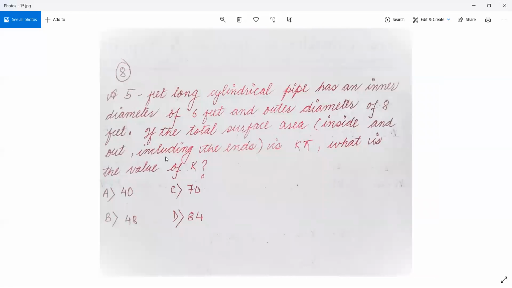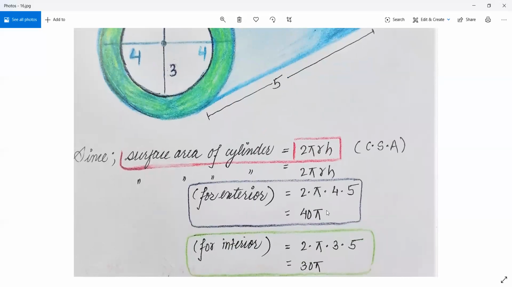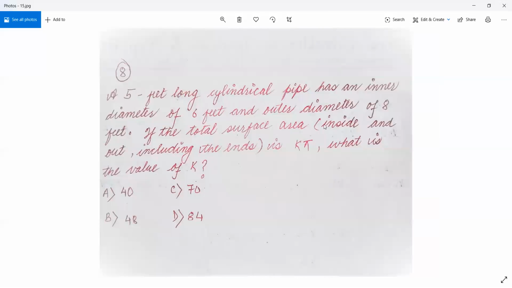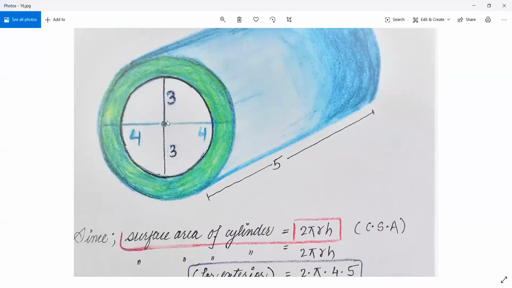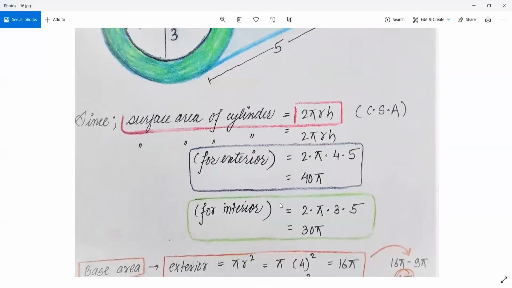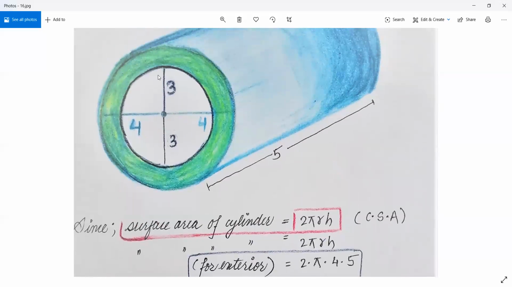Let's look at the question. The total surface area inside and out: we have calculated the outside curved surface area, which is 40 pi. Now for the inside curved surface area, the inner diameter is 6, so its radius is 3. For the inner curved surface area, you can write 2 pi r h as 2 pi times 3 times 5. So that will be 30 pi, the inner side curved surface area.